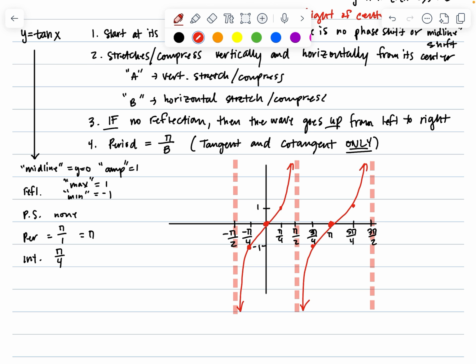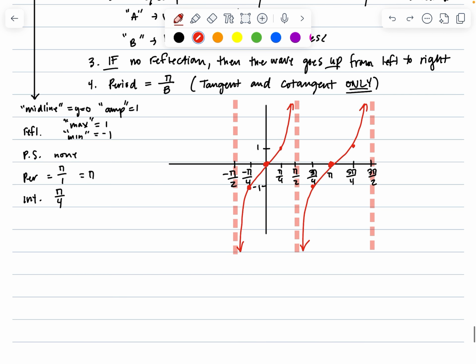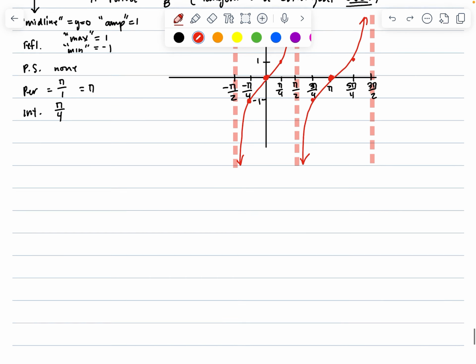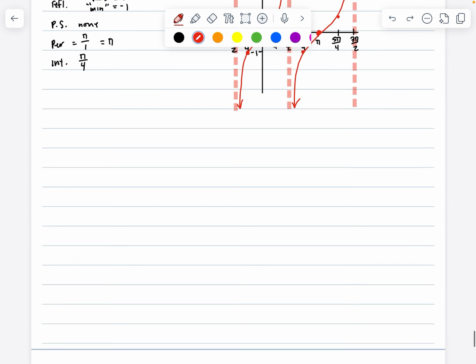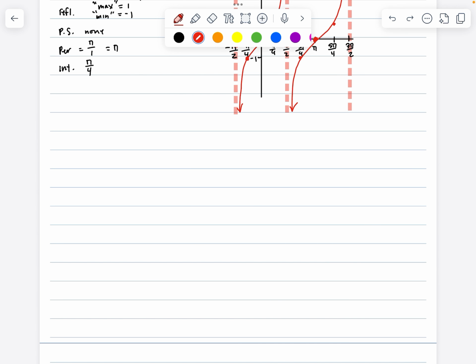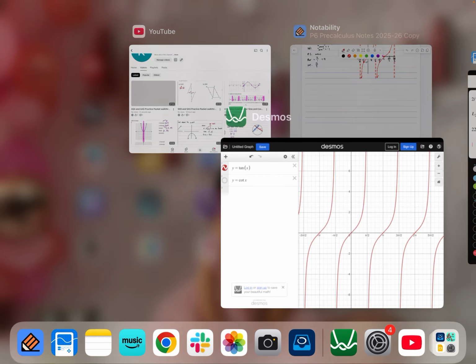Now, if I asked you to graph 2 waves, this is what it would look like. We're probably only going to ask you to graph 1, so I'm okay if you just graph this one. But this is what the parent function looks like. Okay? Now, a cotangent wave will look like this. Well, actually, let's go back to this.